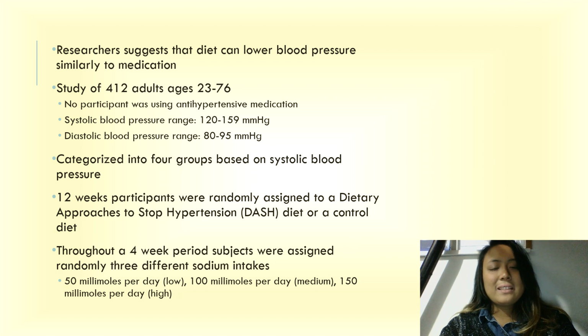For 12 weeks, participants were randomly assigned to either the DASH diet or a controlled diet. In addition, there was a 4-week period where the subjects' sodium intake was moderated and regulated on 3 different levels: low, medium, and high. Low being allowed 50 millimoles of sodium, medium being 100 millimoles of sodium, and high being 150 millimoles of sodium.